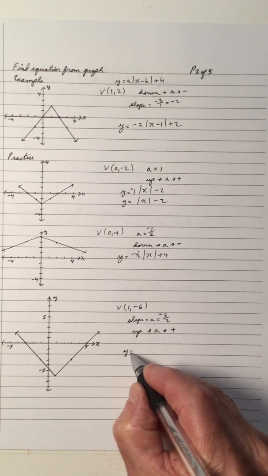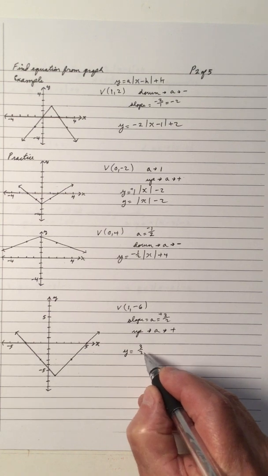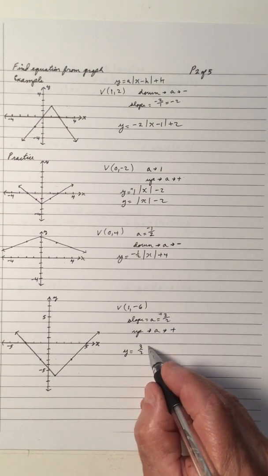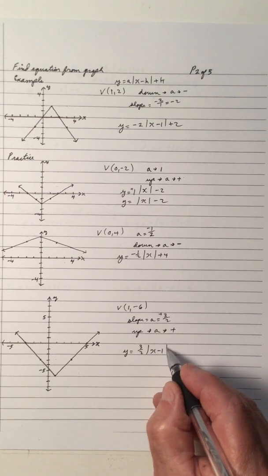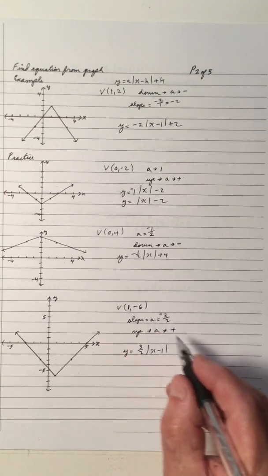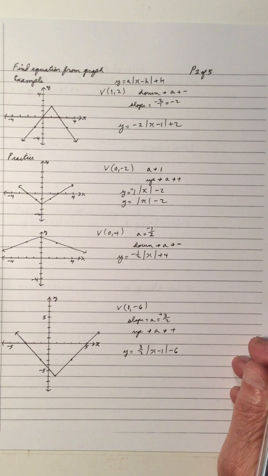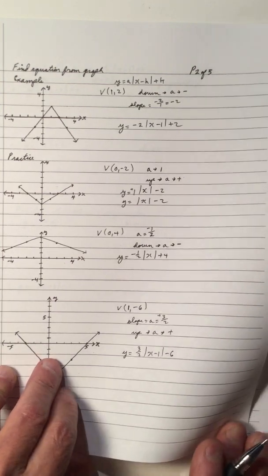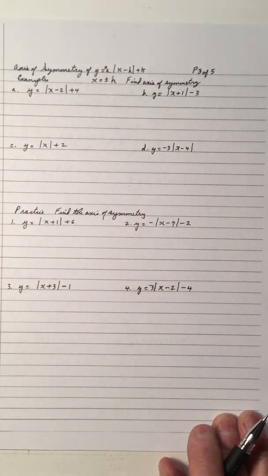So the equation is y equals 3 over 2, positive, or with the slope, absolute value of x minus 1, because it's the opposite of the x-coordinate of the vertex, minus 6. Okay, let's turn over and do some more.